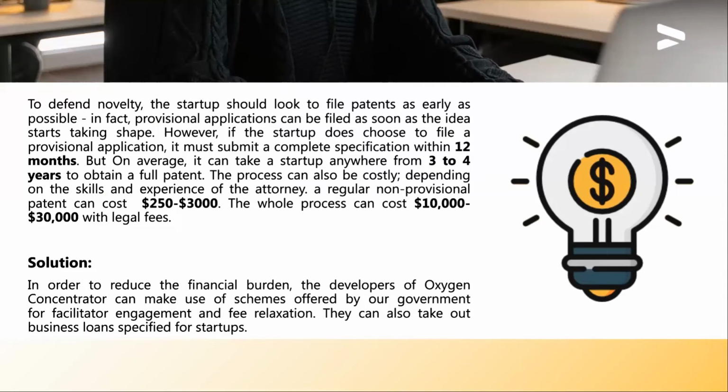But on average, it can take a startup anywhere from 3 to 4 years to obtain a full patent. The process can also be costly depending on the skills and experience of the attorney. A regular non-provisional patent can cost from $250 to $300, and the whole process can cost from $10,000 to $30,000 with legal fees. In order to reduce the financial burden, the developers of the oxygen concentrator can make use of schemes offered by our government for facilitator engagement and fee relaxation. They can also take out business loans specified for startups.